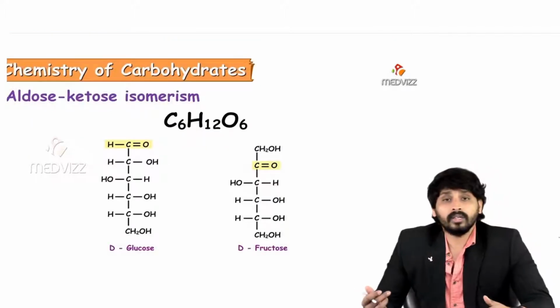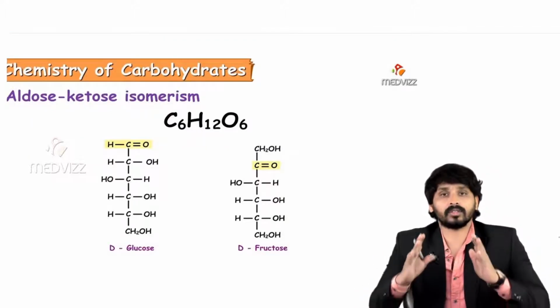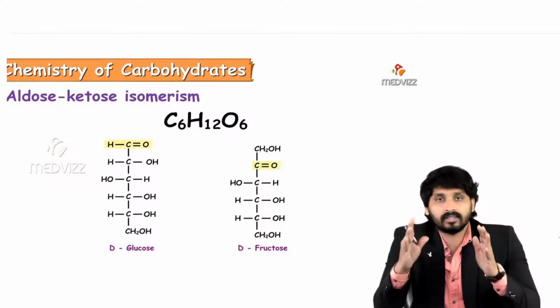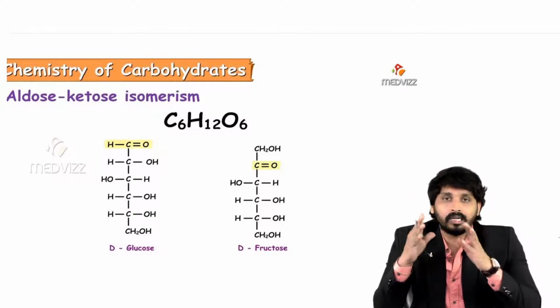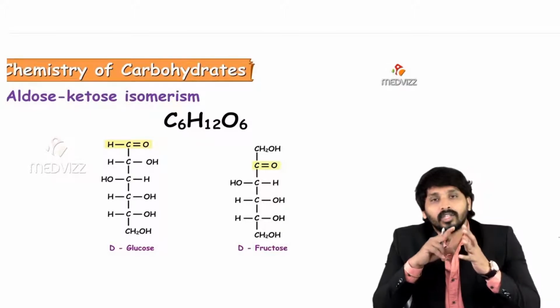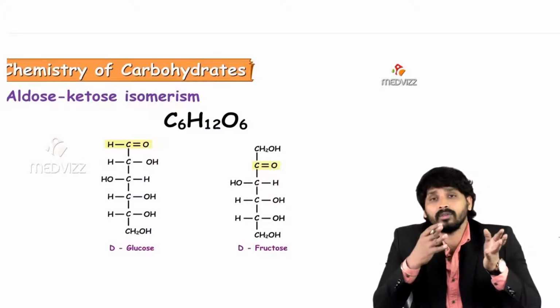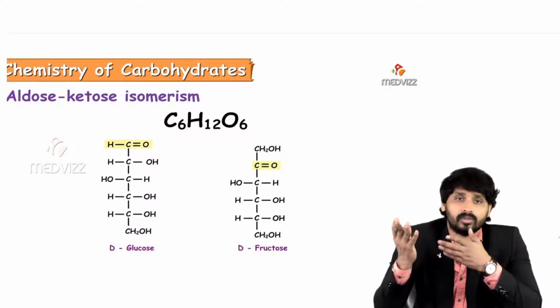You see here, the molecular formula for both glucose and fructose is C6H12O6. That means both glucose and fructose are made up of 6 carbons, 12 hydrogens and 6 oxygens. But the structure is different. Glucose is an aldohexose, fructose is a ketohexose, right?